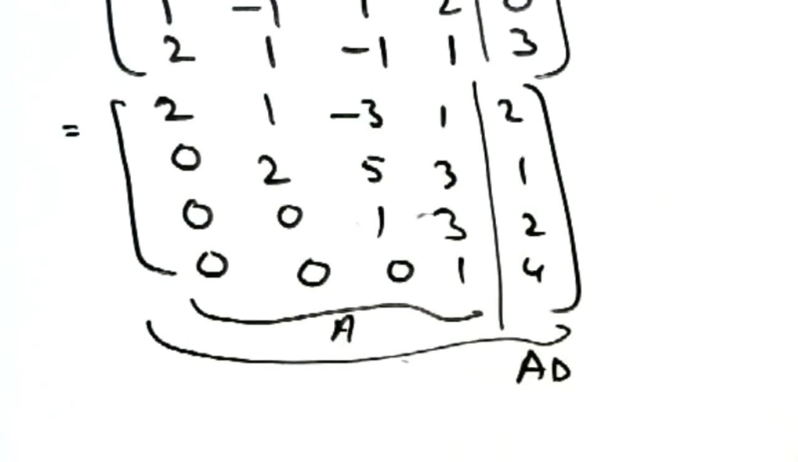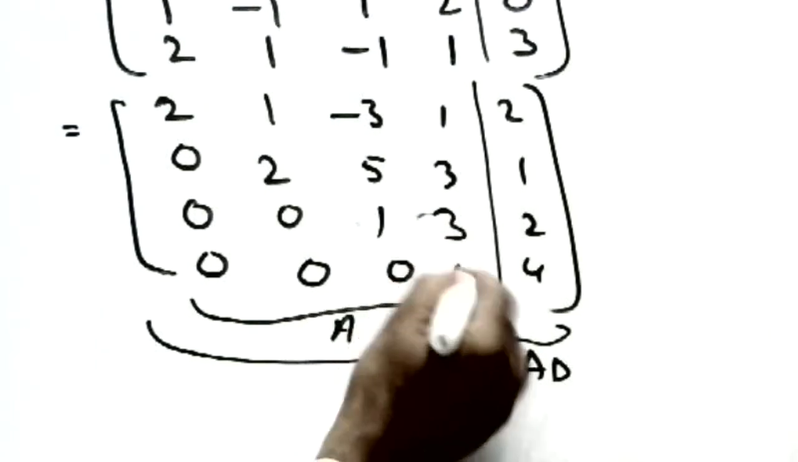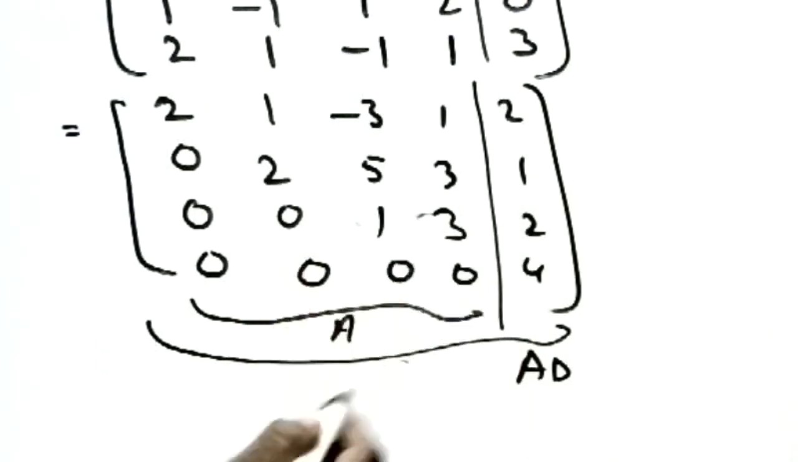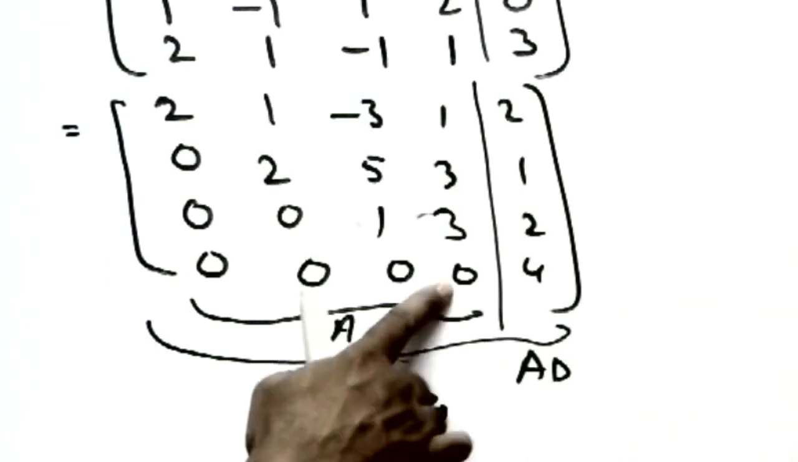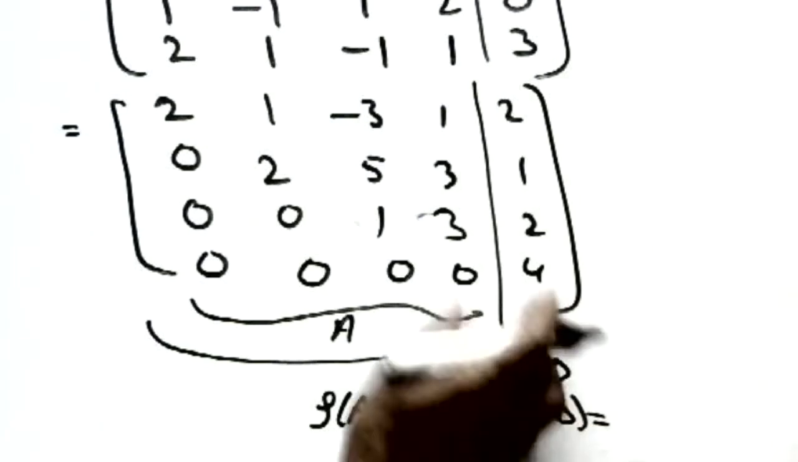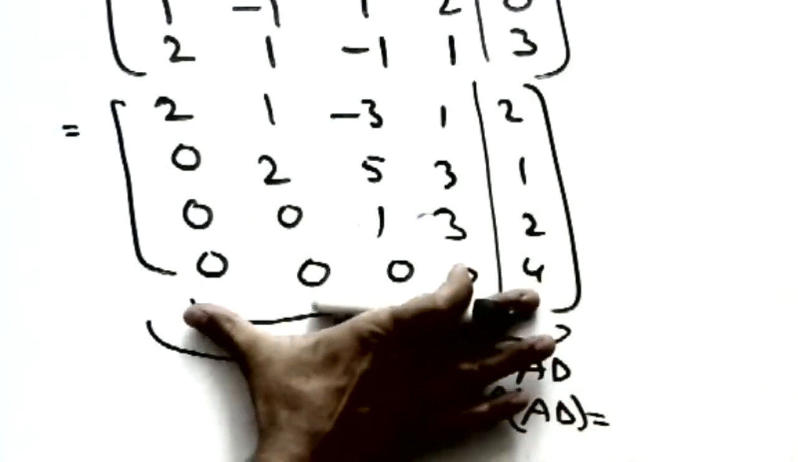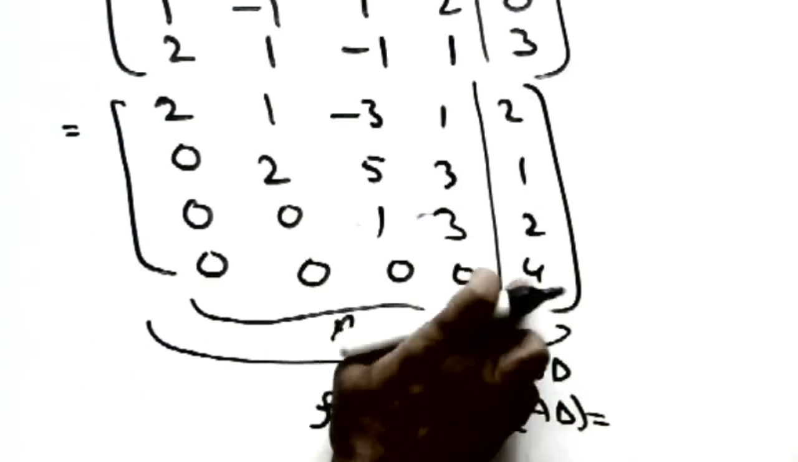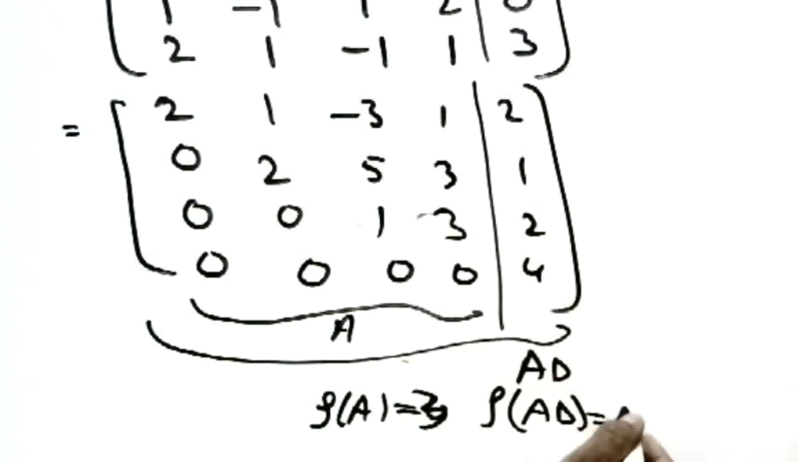Now the rank of A is 4, rank of AD is also 4. But suppose here it is 0, then the rank of A will be, sorry, 3. The rank of A will be 3. But for the rank of AD, a number is left here. AD means the complete row from here to here. Here a number is left, not 0. So its rank is 4. Rank of A is 3.